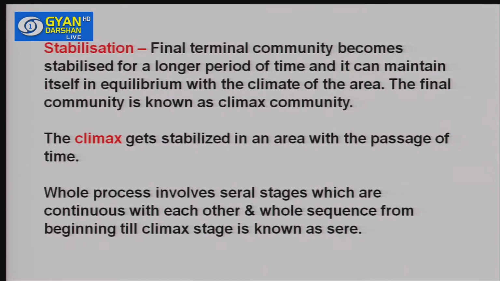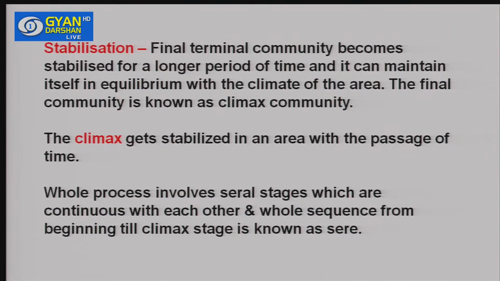That means ultimately there will be one community which we call the final terminal community, or as I already mentioned in the beginning, the climax community, which will get stabilized for a longer period of time, and it can maintain itself in equilibrium with the climate of the particular area. So it has certain advantageous features by which it can get accustomed to the surrounding environment, with the climatic condition. So the climax community is the final steady stage in succession, and it gets stabilized in a particular area with the passage of time.